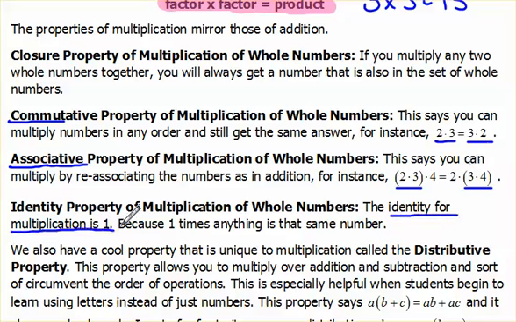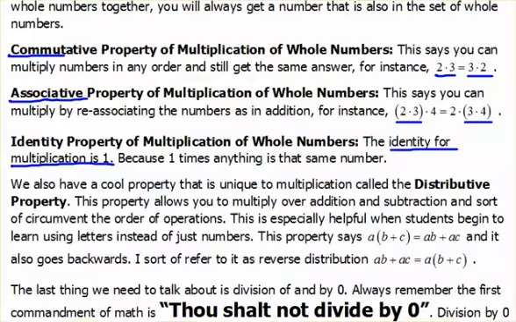Because anytime you multiply 1 times something, you get that number back. So we have that identity property.